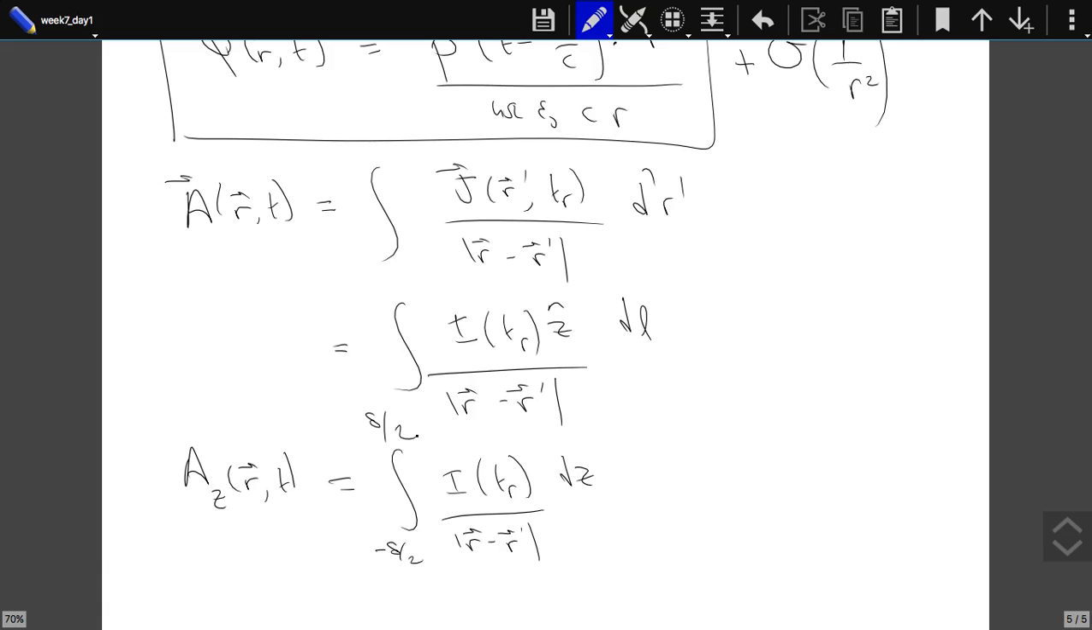Hocam, what do you mean by integral of time with respect to length? I'm not integrating over time. Integral of I at t_r in the z direction. This is the current at the time t_r. This is I. No, this is I.